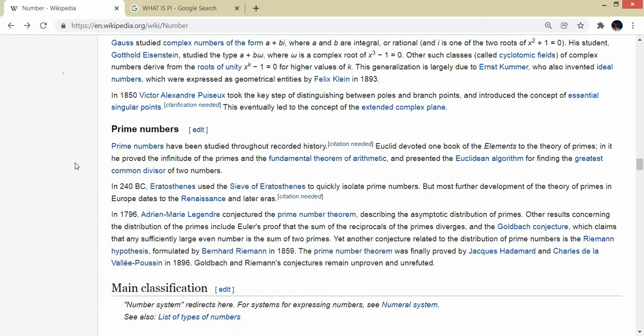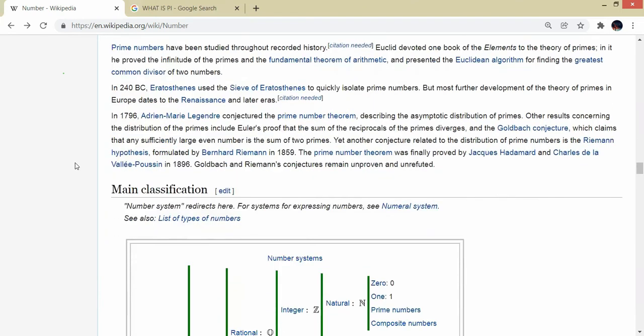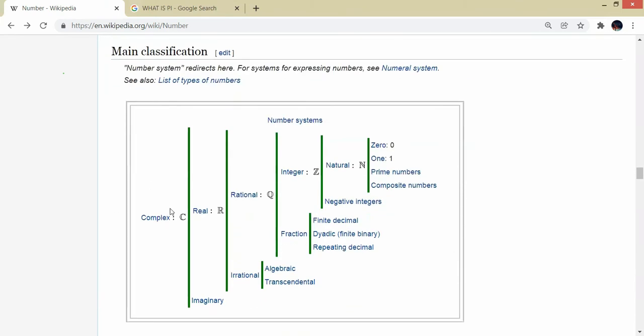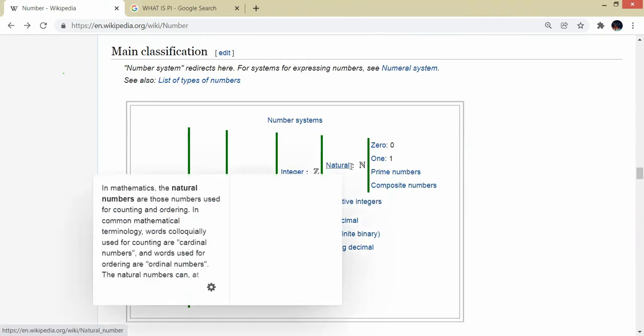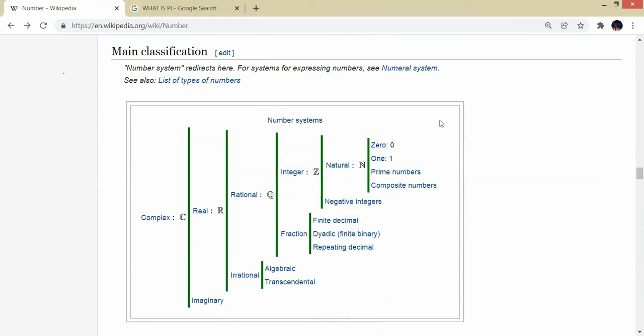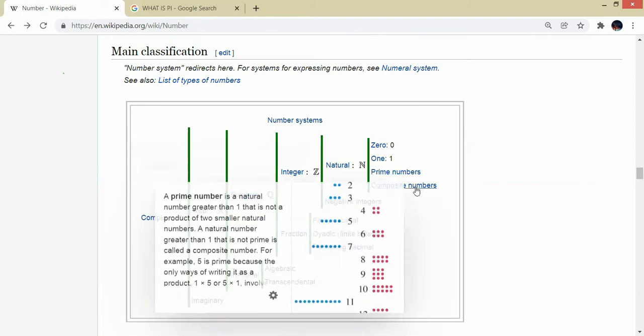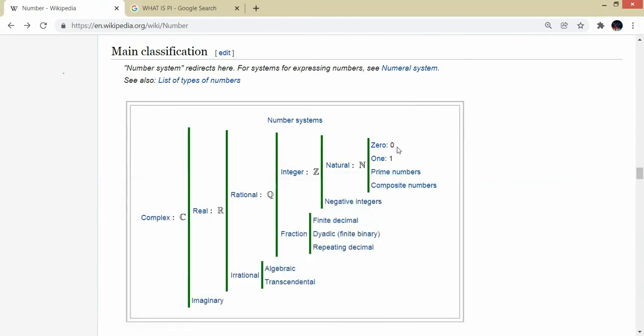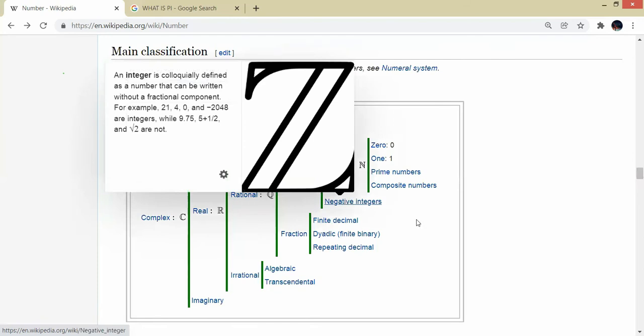Okay, so this is the main classification of the number system. This is the set of natural numbers. There is 0, 1, prime numbers, composite numbers. This is a very beautiful picture. This is negative integers.